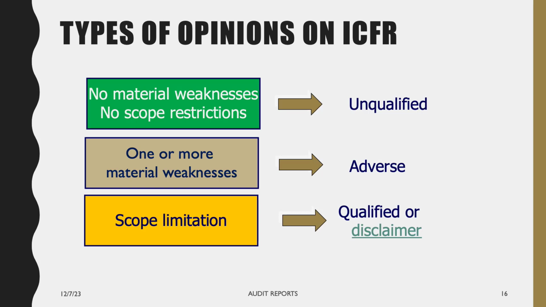An adverse opinion on internal controls over financial reporting is issued when an auditor determines that one or more material weaknesses exist in the company's internal control system, which increases the risk of material misstatements in the financial statements. For example, the auditor identifies significant deficiencies or a combination of deficiencies in internal controls that, when considered together, create a reasonable possibility of material misstatement. For instance, there may be inadequate segregation of duties, lack of oversight, or insufficient controls over the financial reporting process.